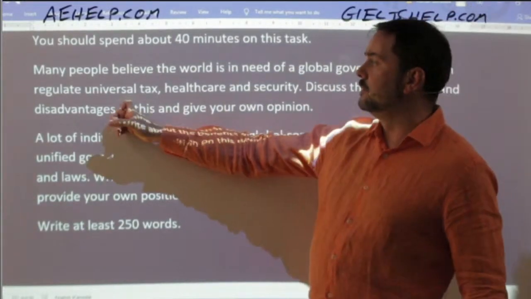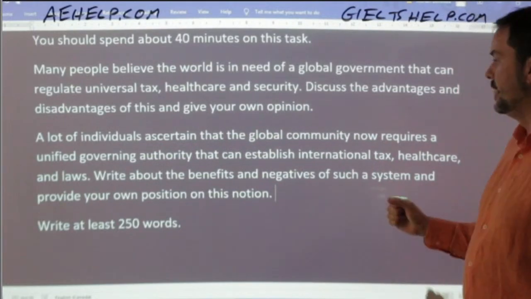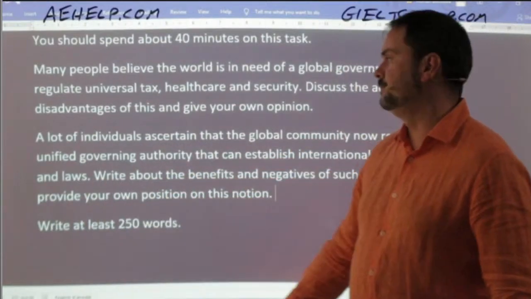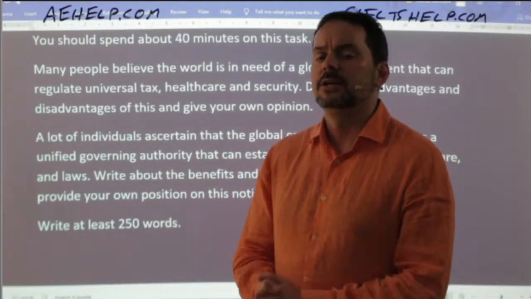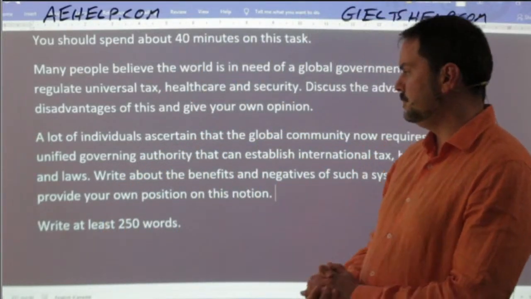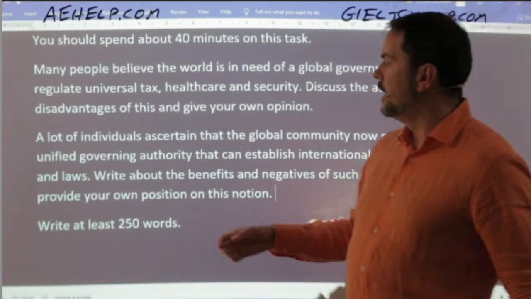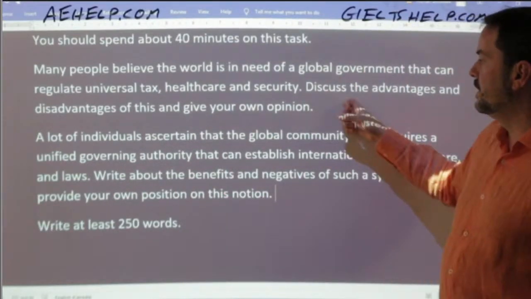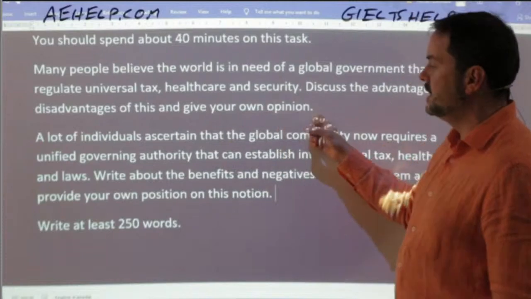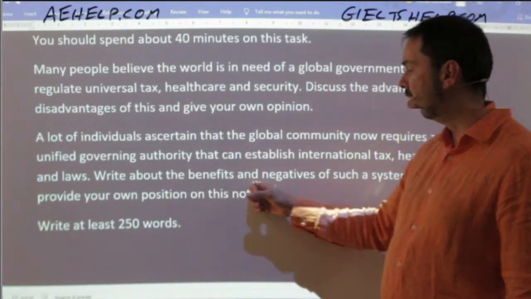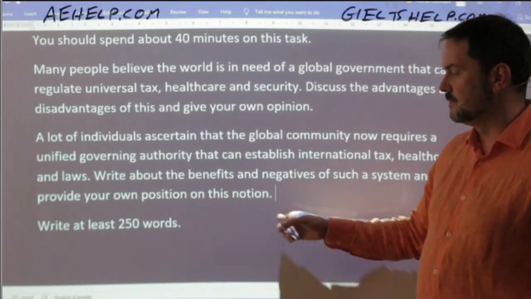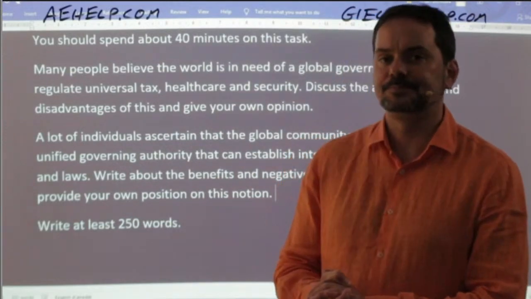That can regulate universal tax, healthcare, and security, that can establish international tax, healthcare, and laws. Instead of security, I chose laws because obviously these would be criminal laws that would encompass all people. And then this part as well, just to make sure I'm clear of what I need to do. So discuss the advantages and disadvantages of this and give your own opinion. Write about the benefits and negatives of such a system and provide your own position on this notion. Notion instead of idea.